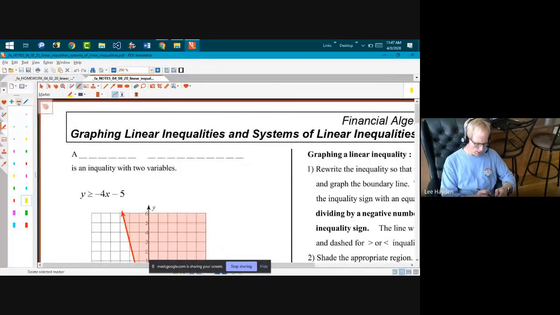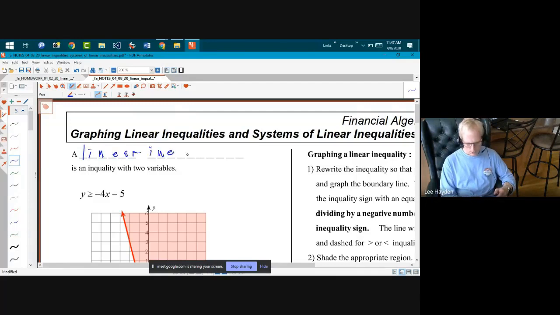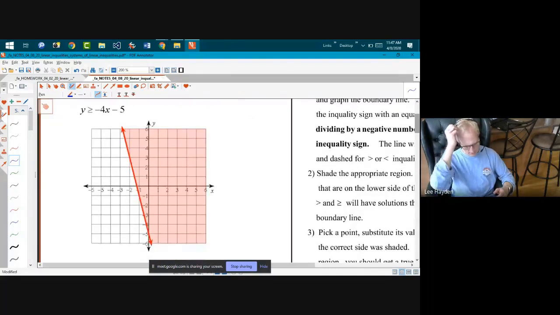Okay, so here we go. A linear inequality is basically an equality with two variables. So basically you have a line, and the solution to the linear inequality is going to be all points that satisfy it, meaning all coordinate pairs of x and y that, if you substitute them into the inequality, give you a true statement.